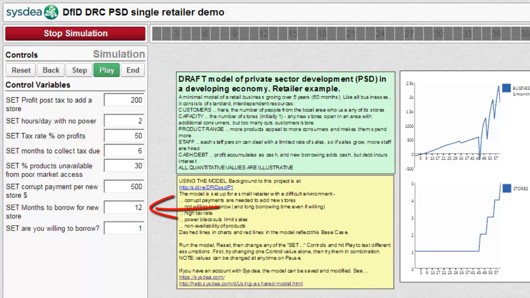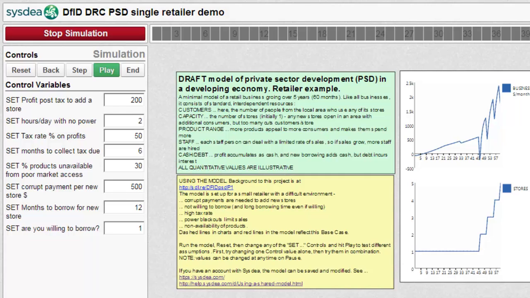And finally, if the owner has too little cash to open a store they would like to, it can take a long time to borrow the necessary money. Or the owner may decide not to borrow money at all because it's just too difficult and too risky, and only open another store when they've made enough cash to pay for it.